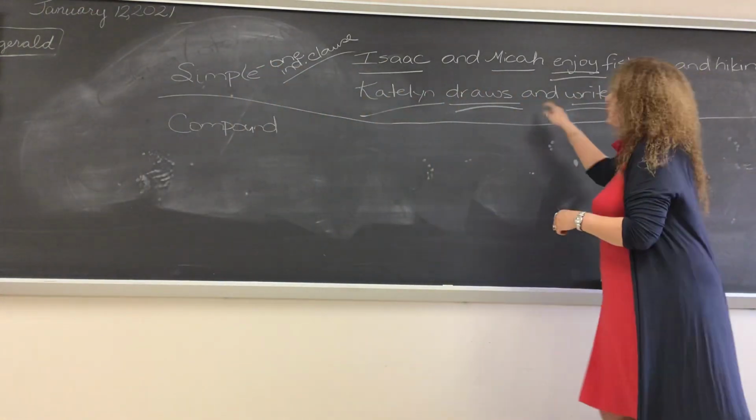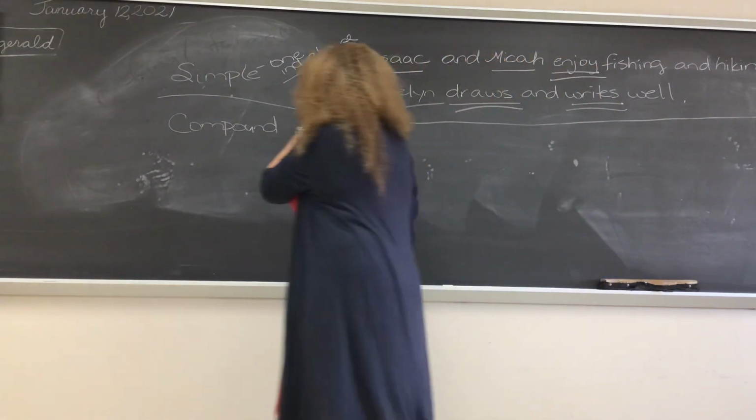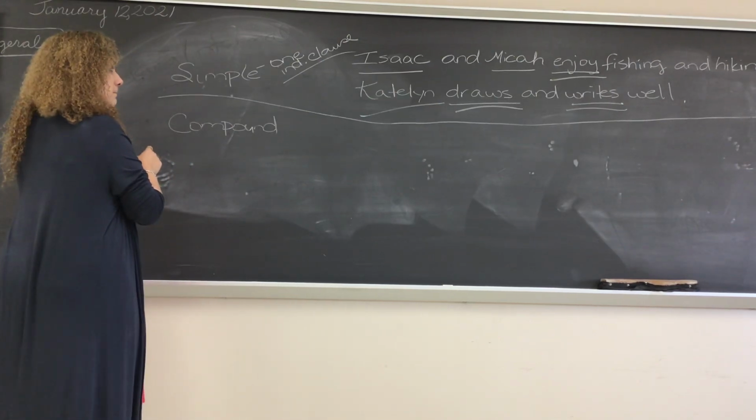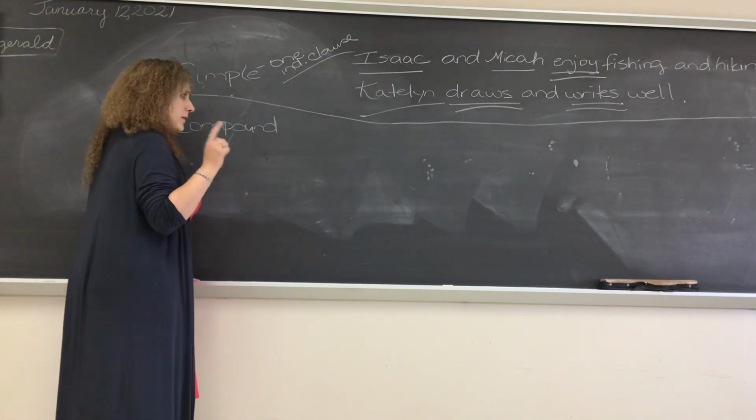Okay? You could have two verbs and two subjects. You could have one subject and one verb. Okay? But it's all one complete idea, no dependent clauses. That is a simple sentence. Okay? Now, compound sentence is going to require one of two things.